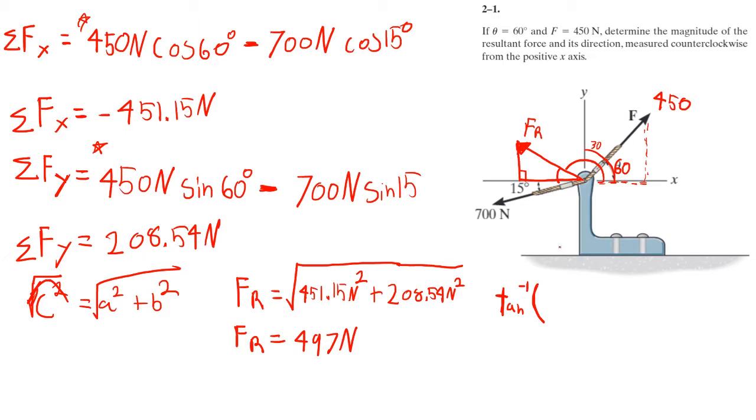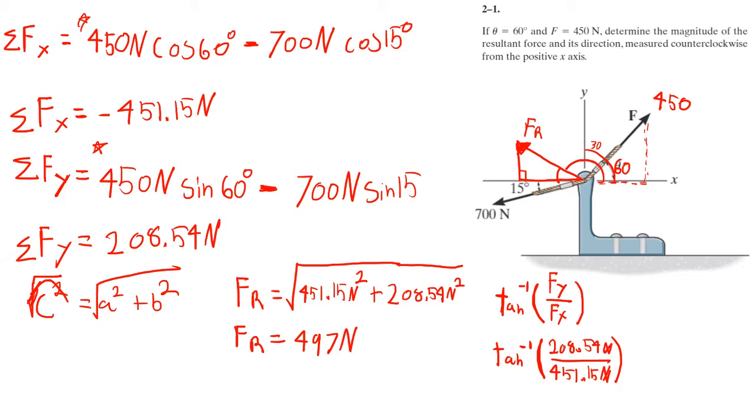And then you want rise over run, aka y over x, aka the forces in the y over the forces in the x, and that's going to be the sum of those. So in this case, to find the angle inside our newly found triangle, we're going to want Fy, so rise, 208.54 newtons over 451.15 newtons.